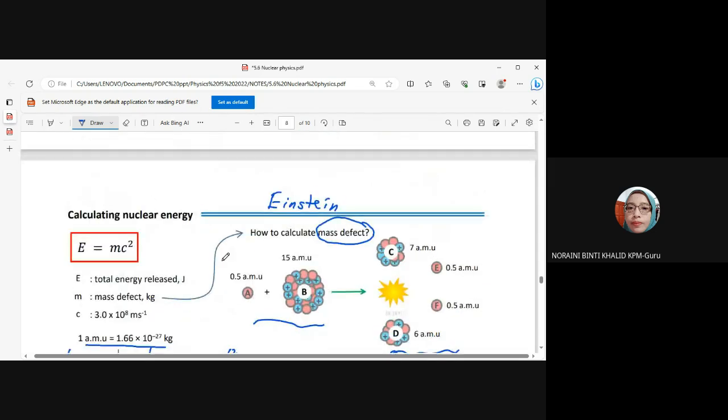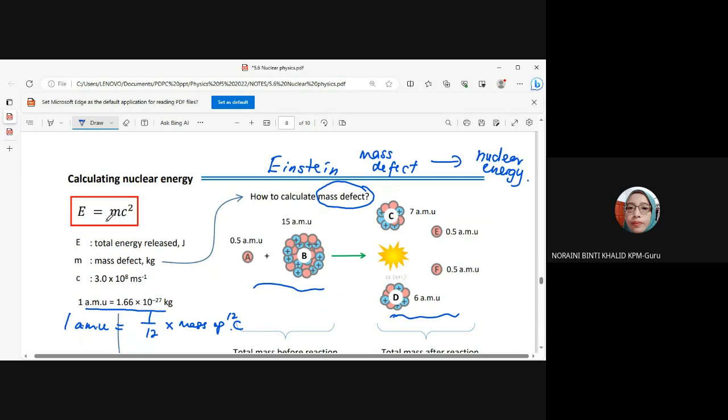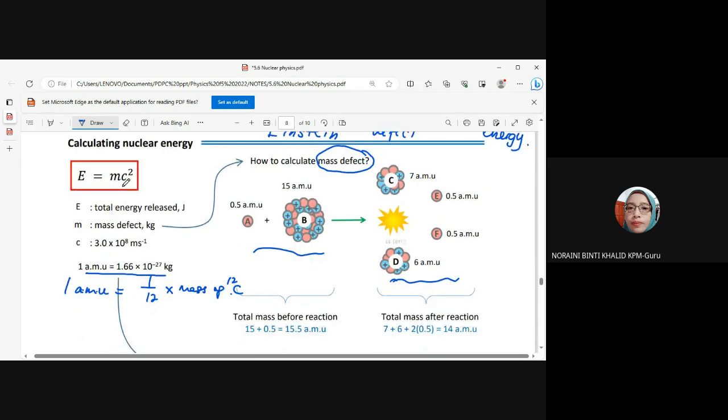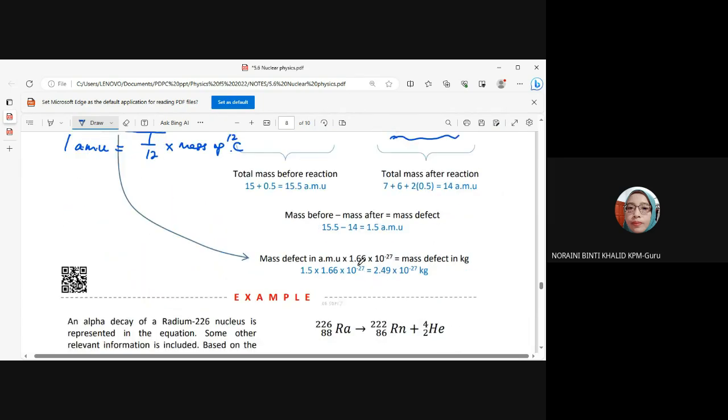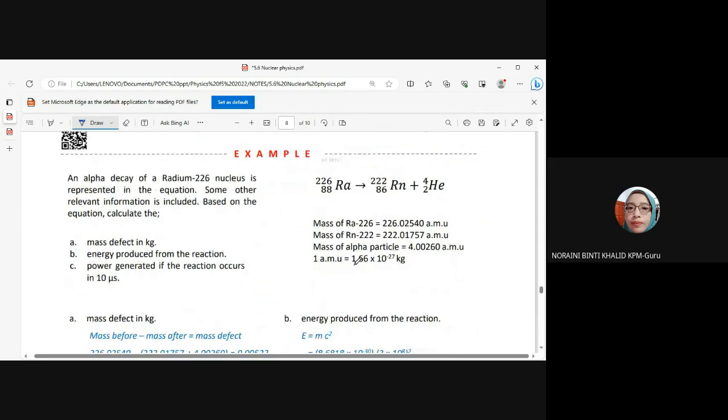Formula, according to Einstein, the mass loss, mana pergi mass defect? Mass defect converts to nuclear energy. Maksudnya, mass yang hilang tu sudah jadi energy. Okay, jadi formula dia ialah E equals mc squared. C ialah speed of light. Okay, mass defect dalam kilogram, E dalam joule. Okay, example sini. Okay, contoh.